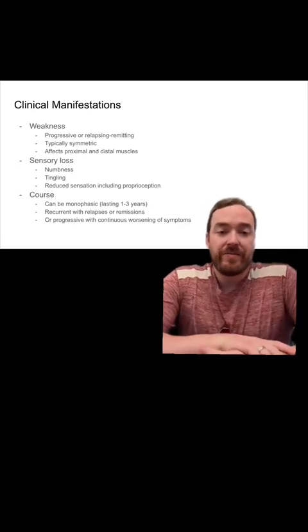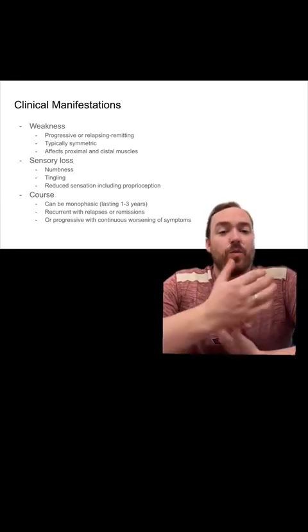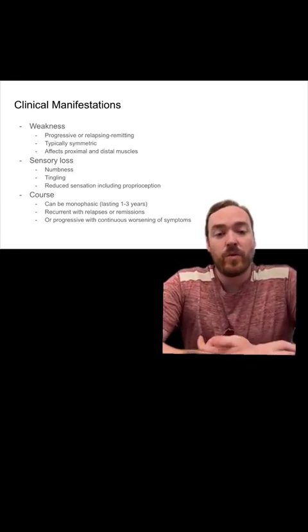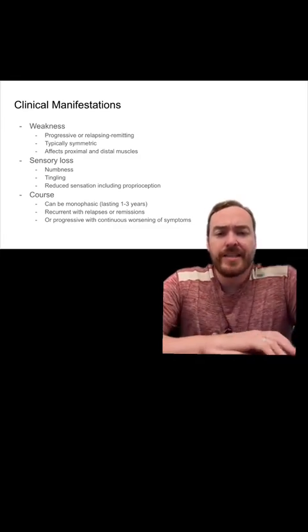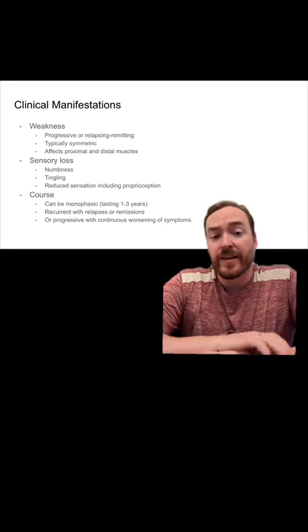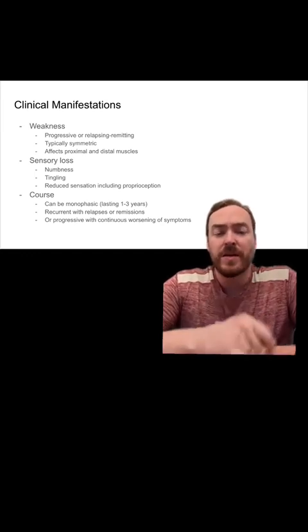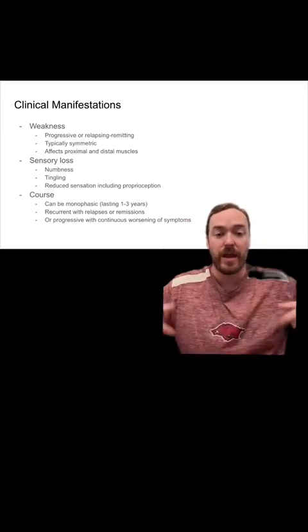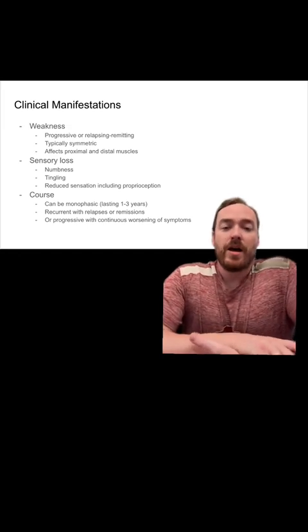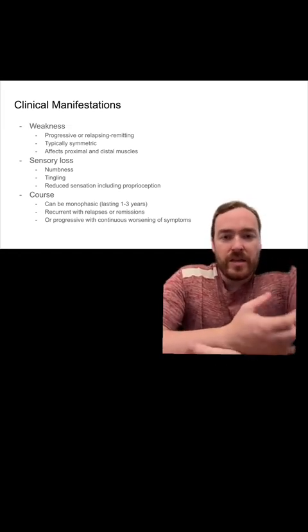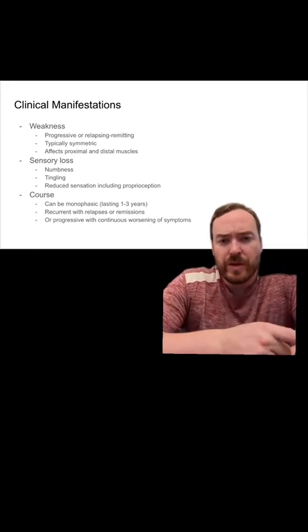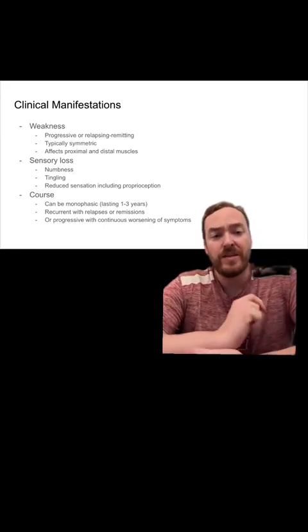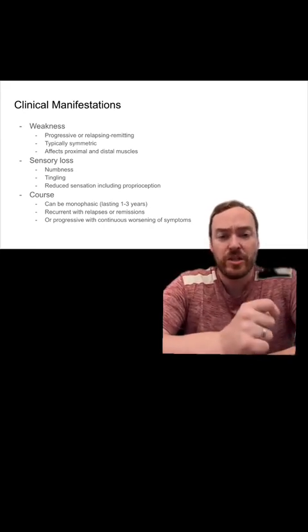So the clinical manifestations of CIDP is weakness, which can be progressive or relapsing remitting, which we'll talk a little bit about later. It's typically symmetric weakness that affects both the proximal and distal muscles of both upper and lower extremities. The sensory loss is going to include things like numbness and tingling and reduced sensation, including proprioception. So proprioception is our brain's awareness of how our joints are positioned in space.